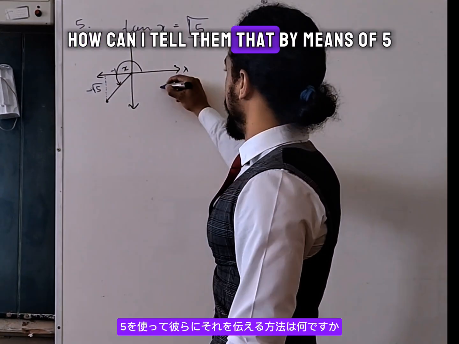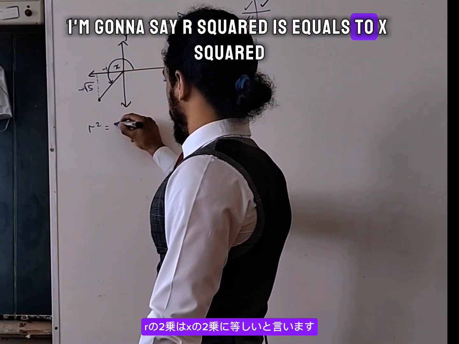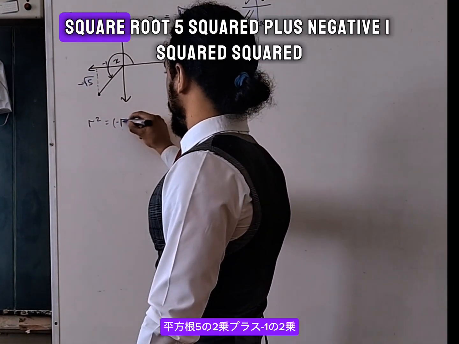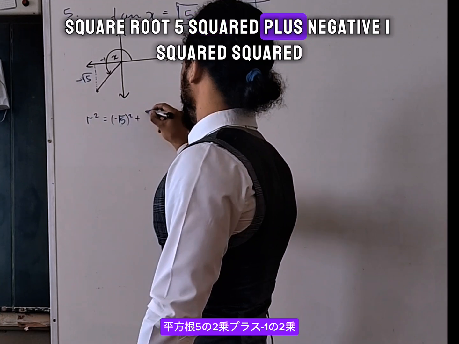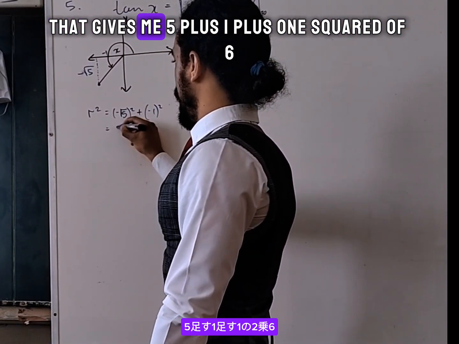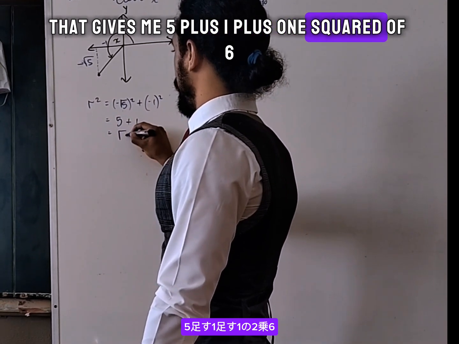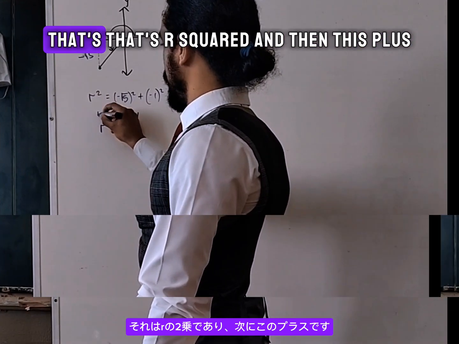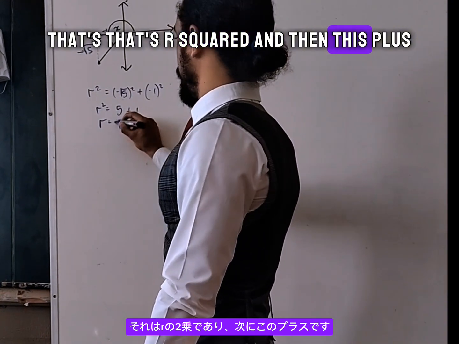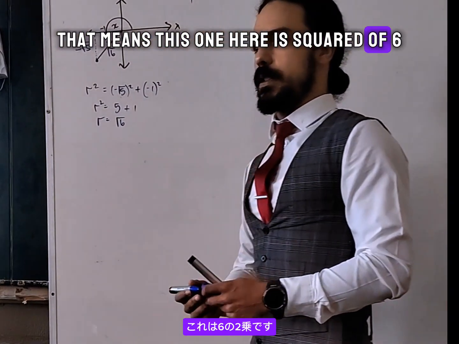So how can I determine that? By means of Pythagoras. I'm going to say r squared is equal to x squared, negative square root of 5 squared, plus negative 1 squared. That gives me 5 plus 1, which is 6. That's r squared, and r is positive. That means this one here is the square root of 6.